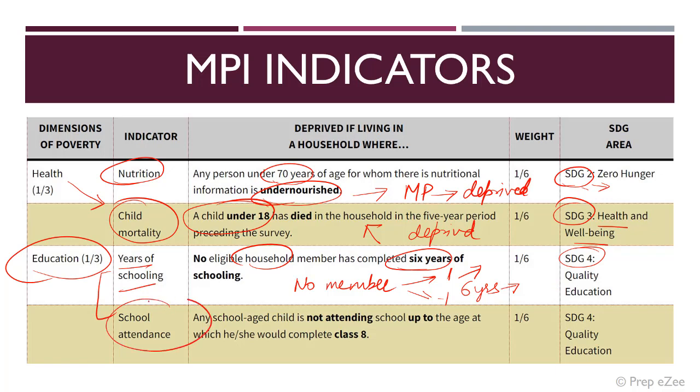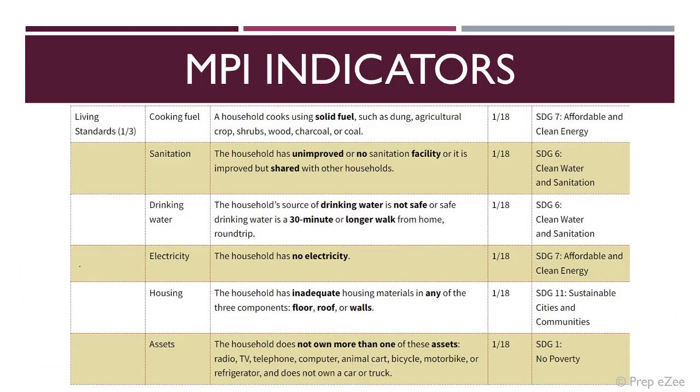Then there is school attendance. School attendance means that any child up to class 8, by that what do we mean? See, an average student in India is in class 8 when he or she is around 12-13 years of age. So up to 12 or 13 years of age, if any student is not attending school, then again that is also considered as deprivation, and again it can be counted in SDG 4. Now these are 2 indicators, health and education. Moving on to the third dimension, that is the dimension of living standard or standard of living.